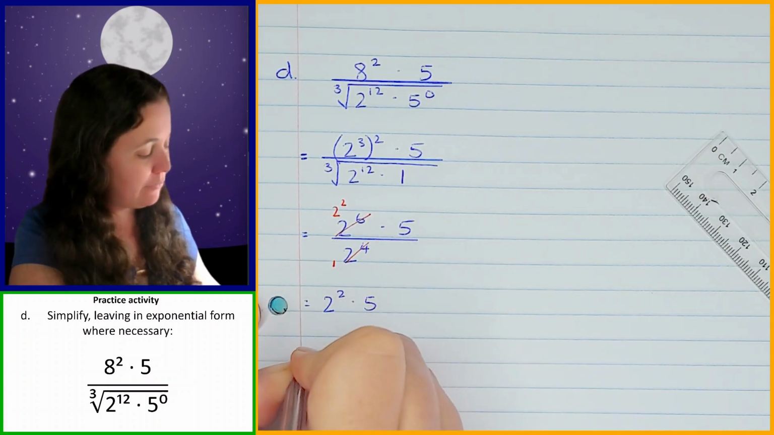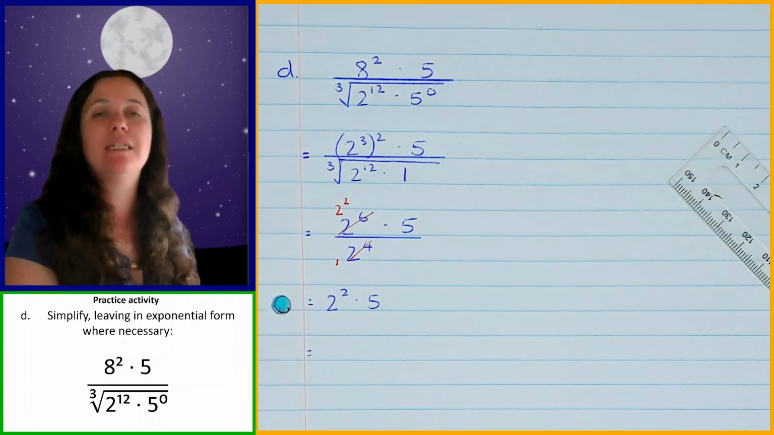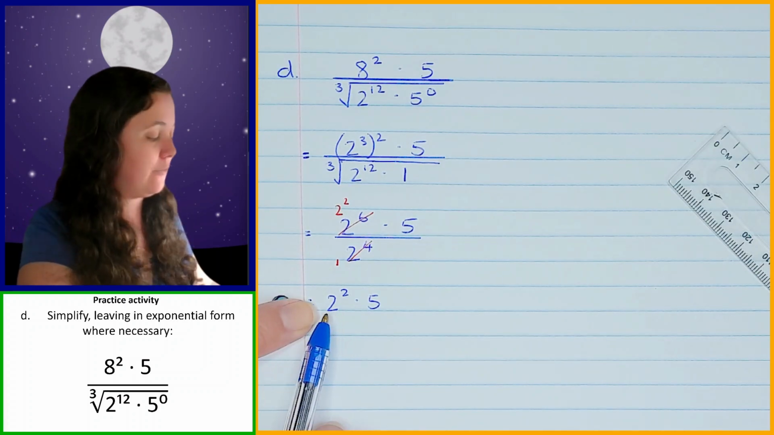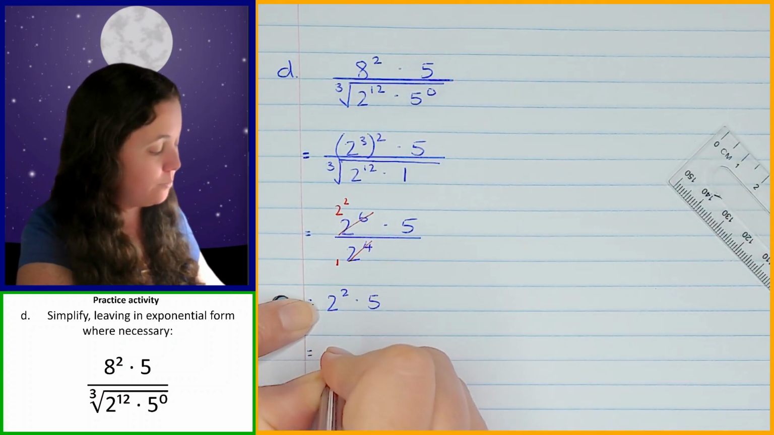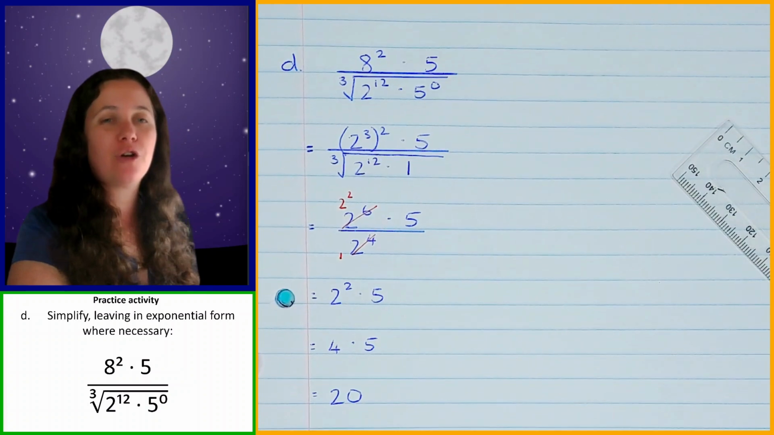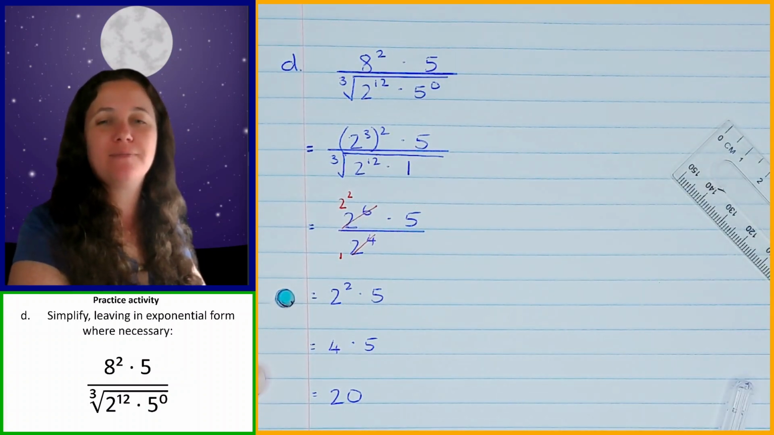So this I can simplify further, because remember, you only leave it in exponential form if it's not reasonable to change it to standard form. So over here, this is reasonable to change to standard form. 2 squared I can write as 4 times 5, and 4 times 5 is the same as 20. So for that question, you should have got 20. And that is how we use the laws of exponents.